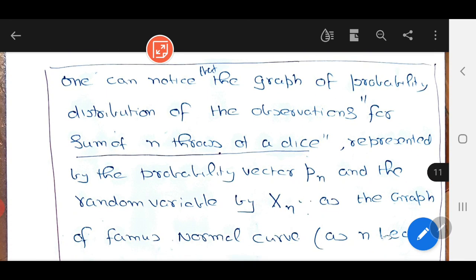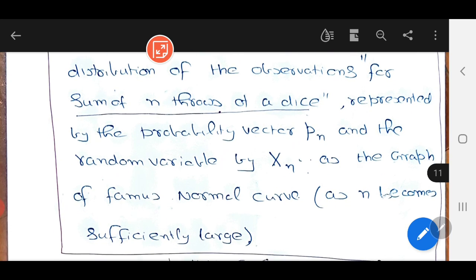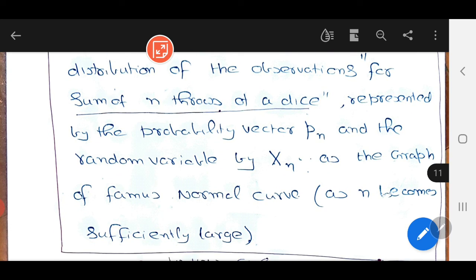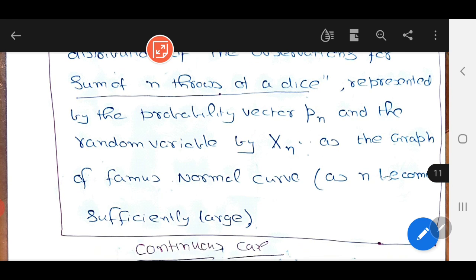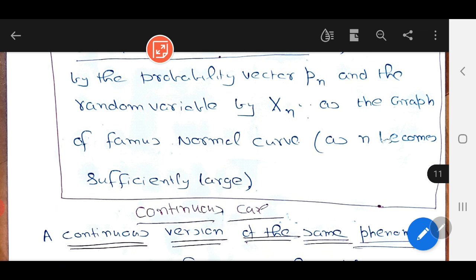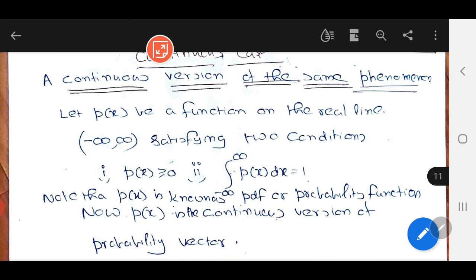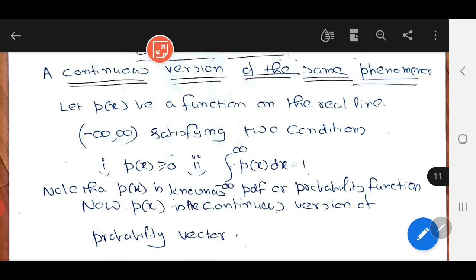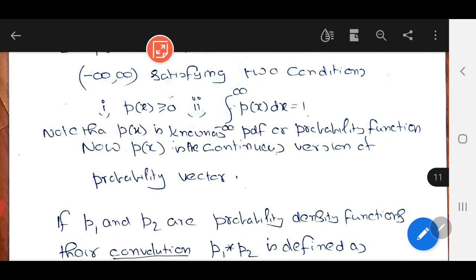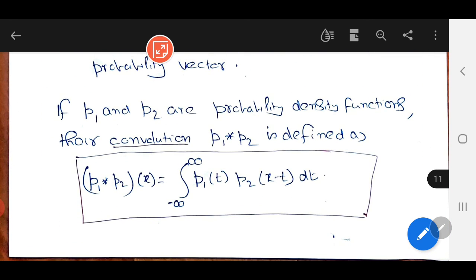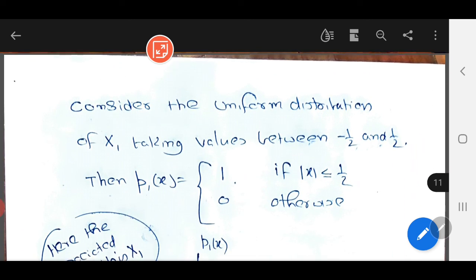So one can notice that the graph of the probability distribution of the observations for the sum of n throws of a dice, represented by the probability vector Pn and the random variable Xn, is the graph of a normal curve as n becomes sufficiently large. Now the continuous case. An equivalent term here is probability density function. And here also we can talk about the convolution, like we have seen in Fourier transform and Laplace transform, because this is a continuous variable.